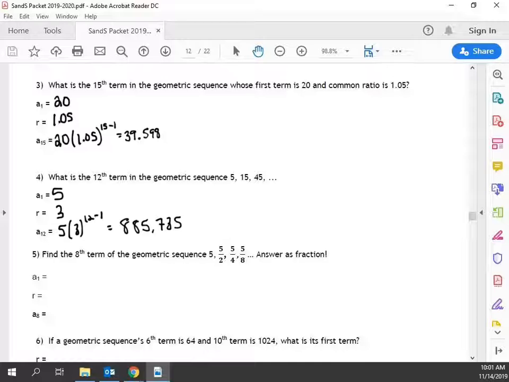Find the 8th term of the geometric sequence 5, 5 halves, 5 fourths, 5 eighths. And it says put your answer in fraction. So first term is what again, guys? What is that common ratio every time? What are we multiplying by to get to the next one? Did y'all see 1/2? Yeah? Good.